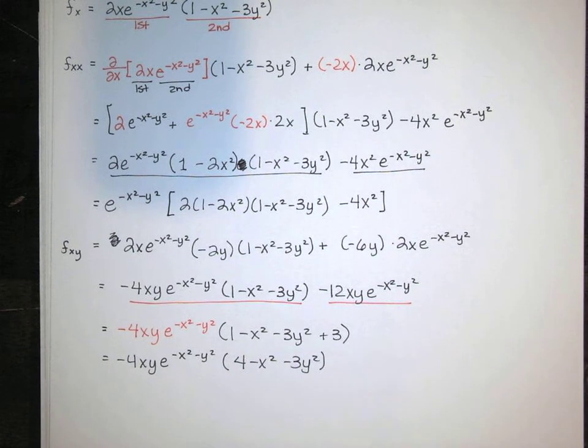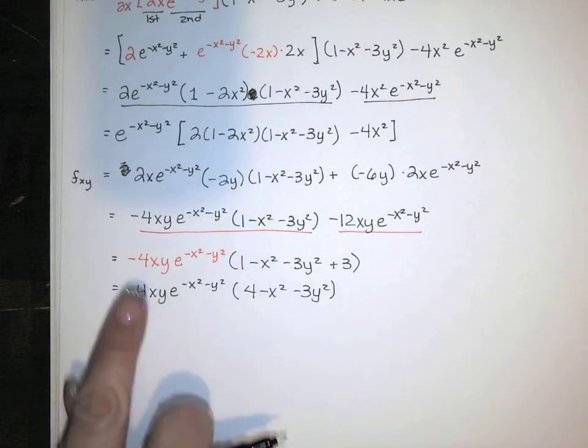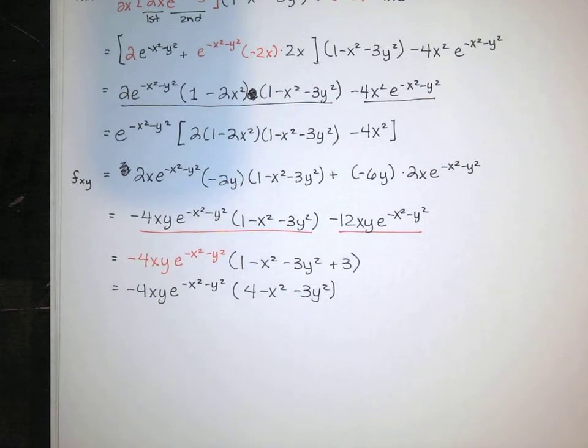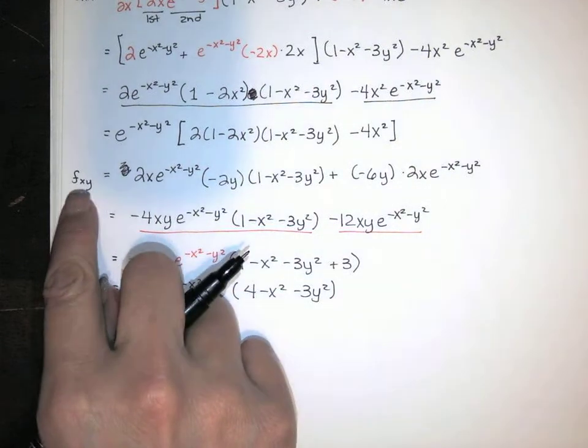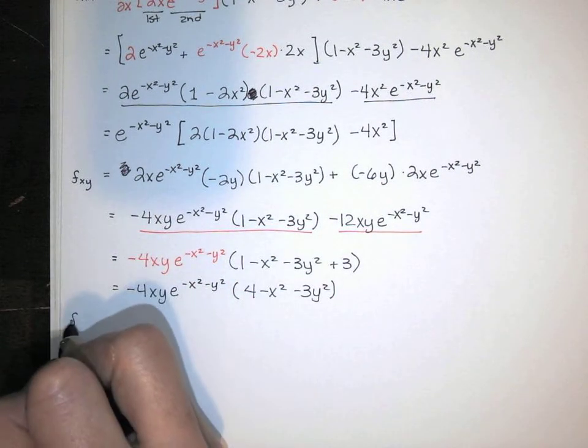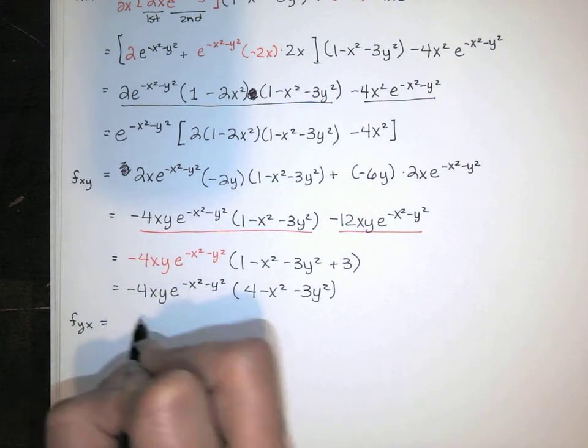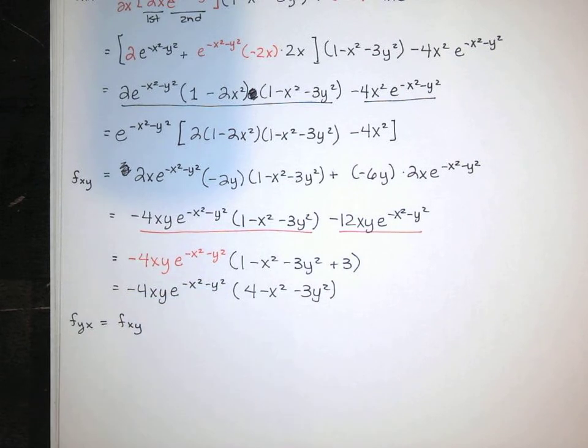Now remember, we studied this fact earlier. If our functions are nice, and most of them are, the partial with respect to x and then y is the same as the partial with respect to y and then x. So we can just write that down. We don't have to do it again, which is nice.